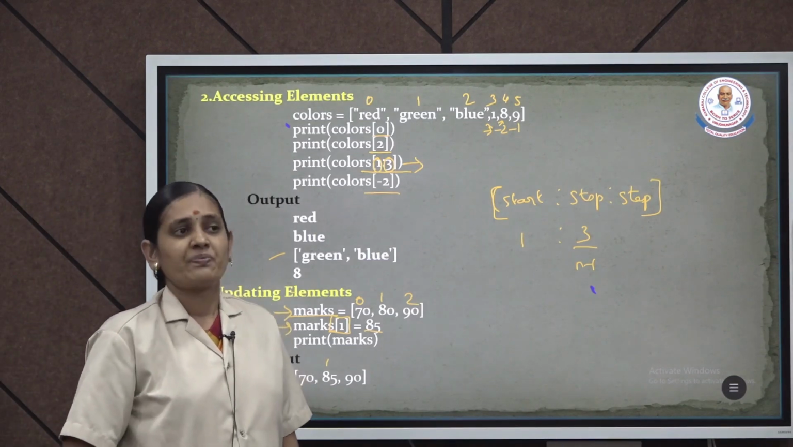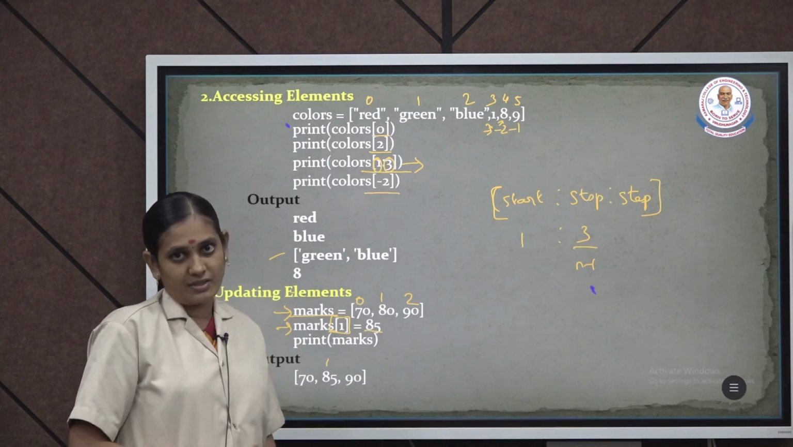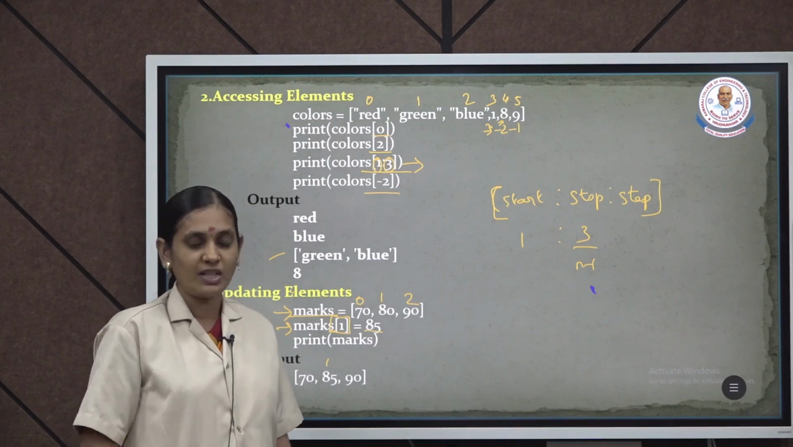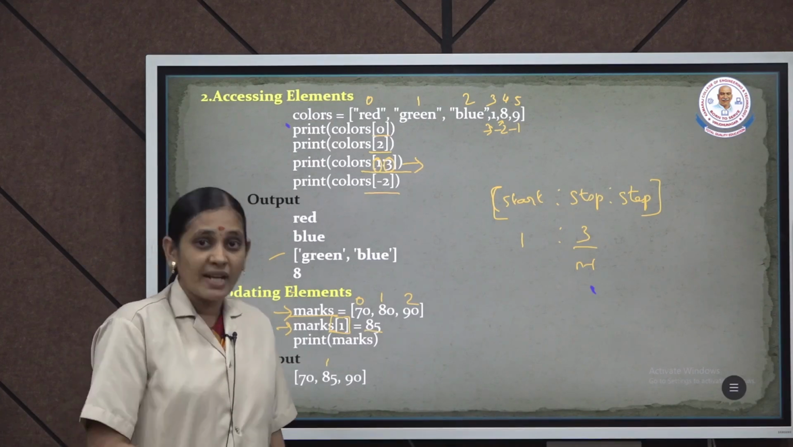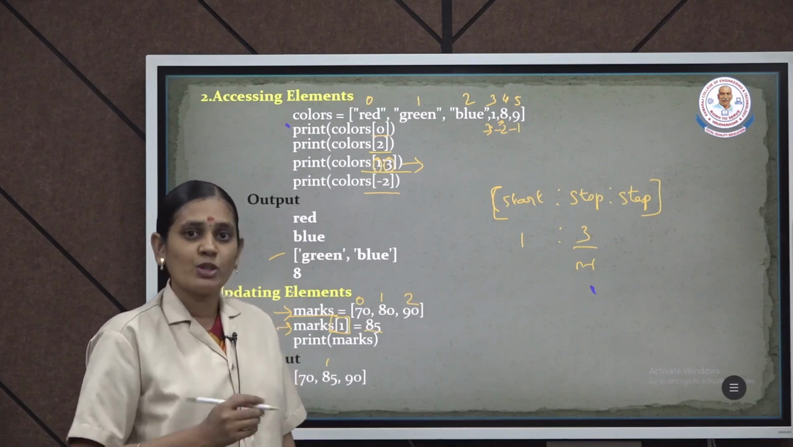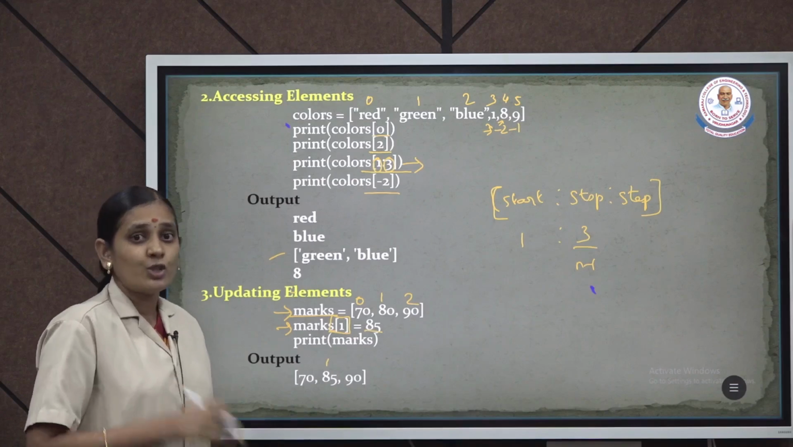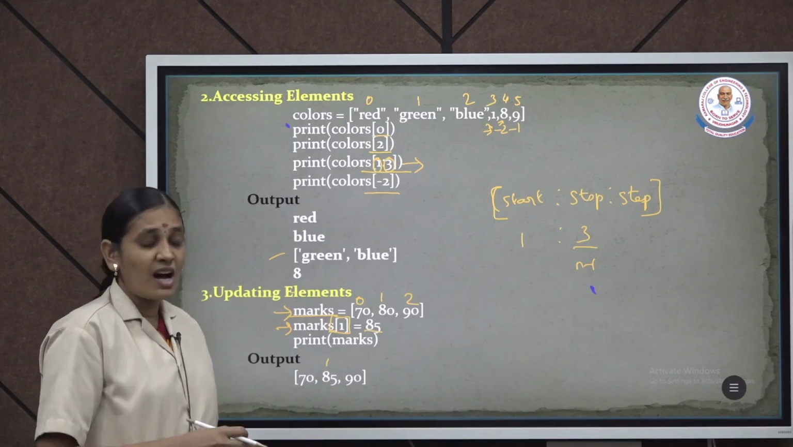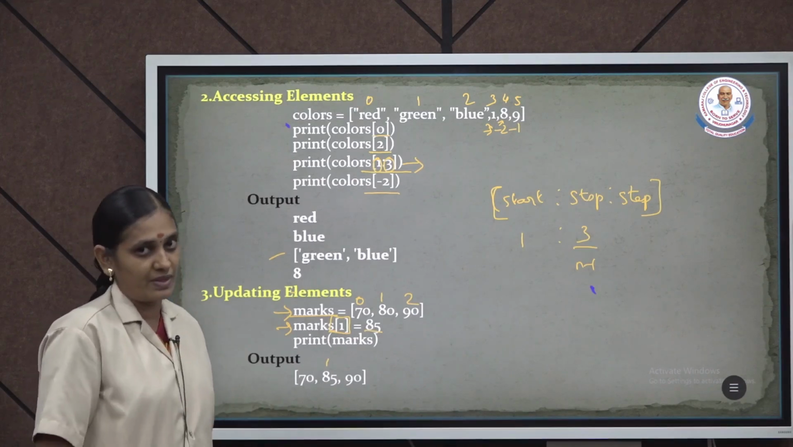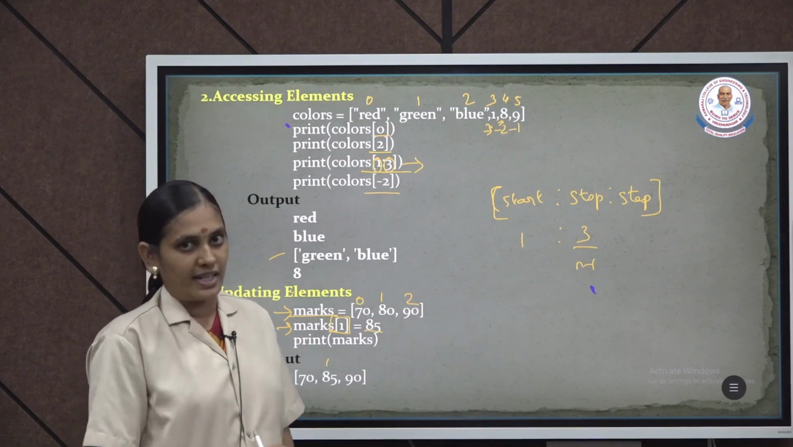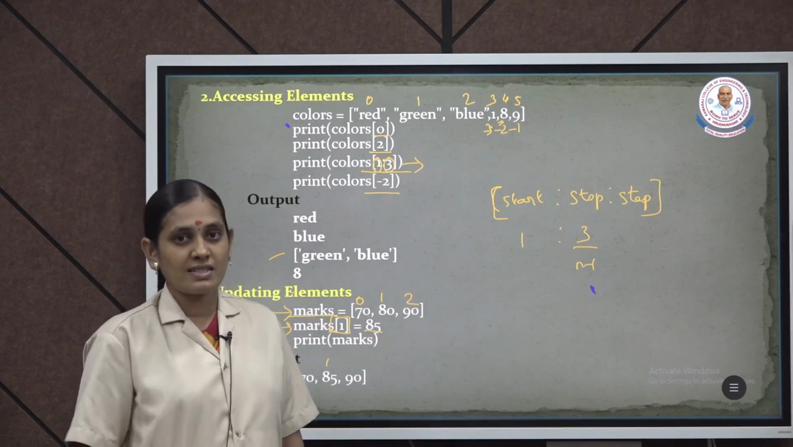In Python, we have two types of properties, mutable and immutable. Mutable means we can update the element which we have stored already. Immutable means we can't update the element. So list is a mutable data type, tuple is an immutable data type, which means we can't change the element we have previously stored in the data type. So tuple is immutable, list is mutable.